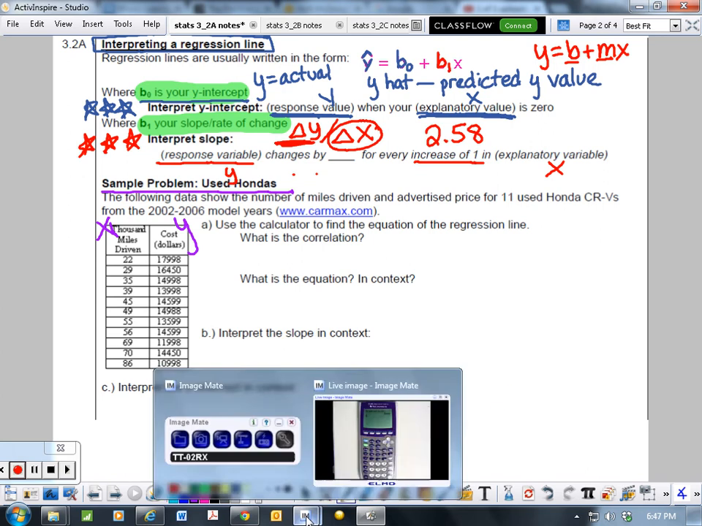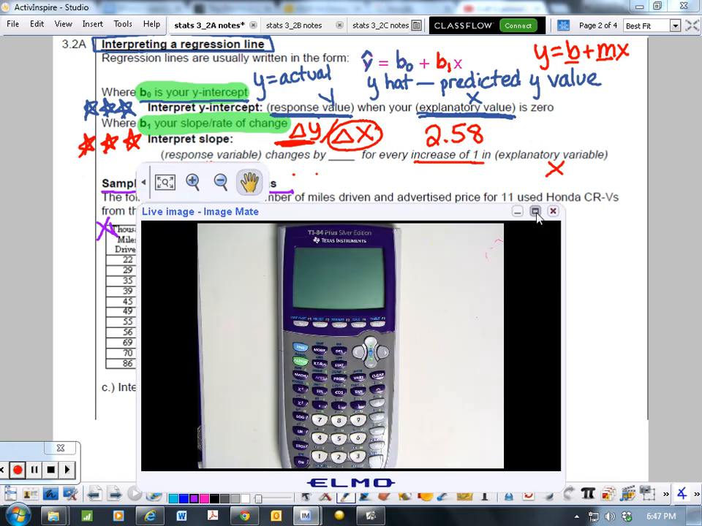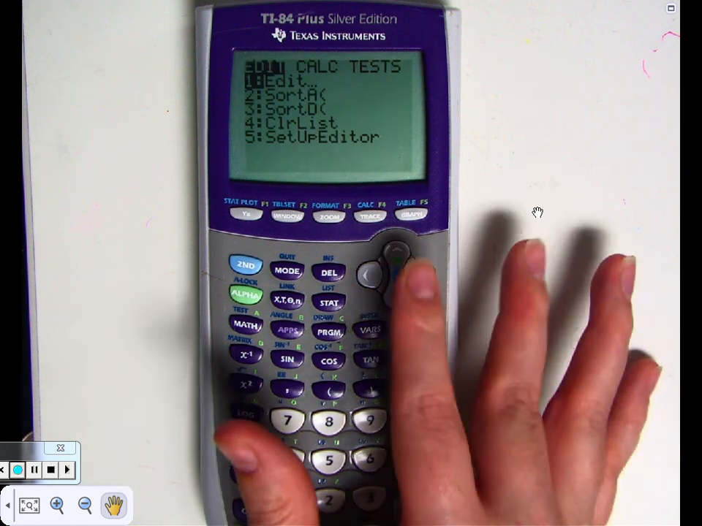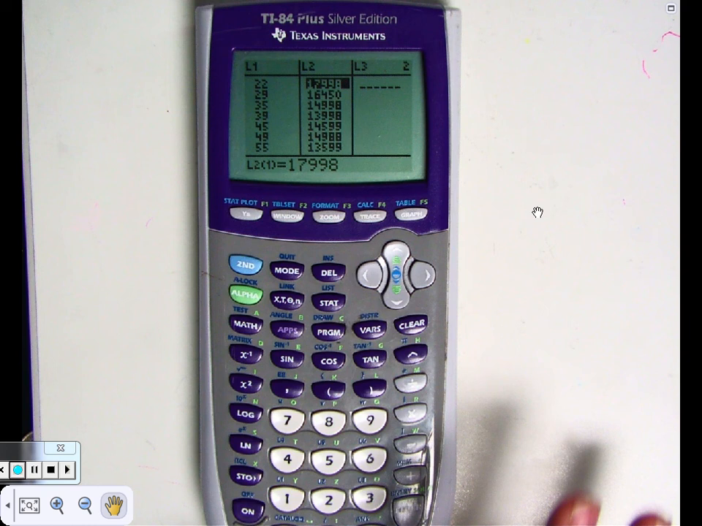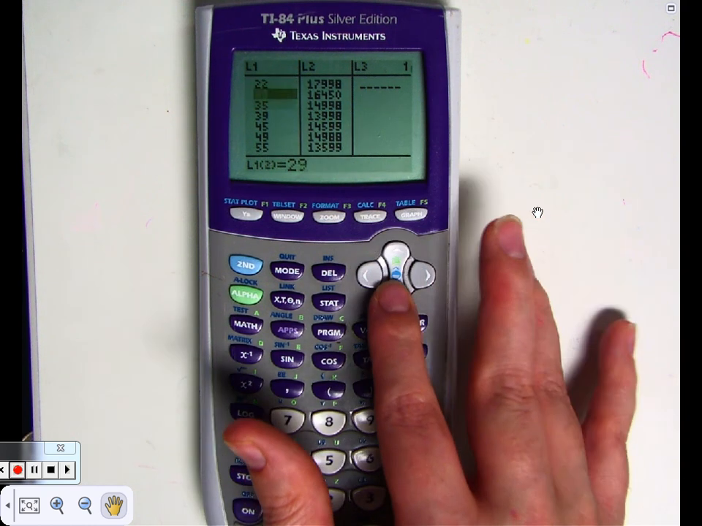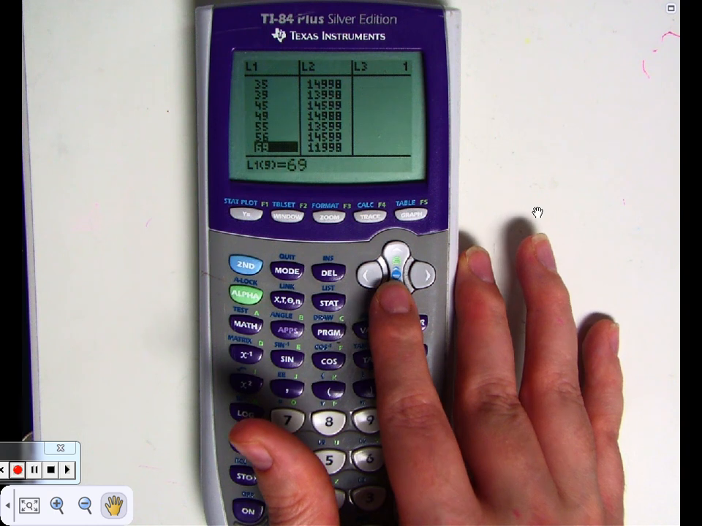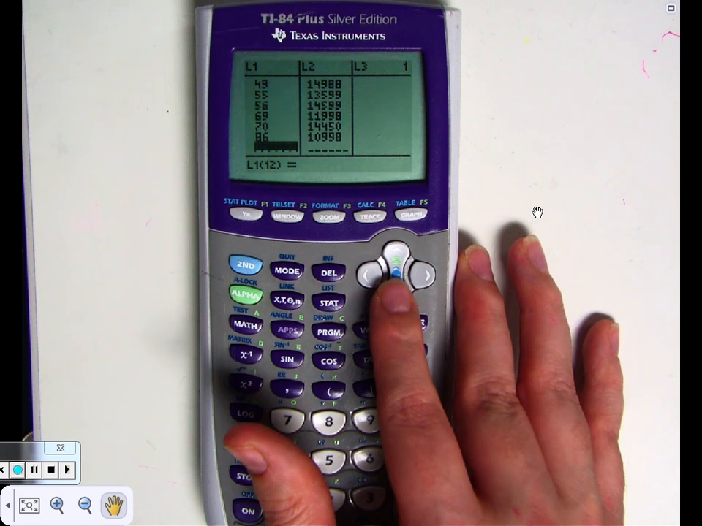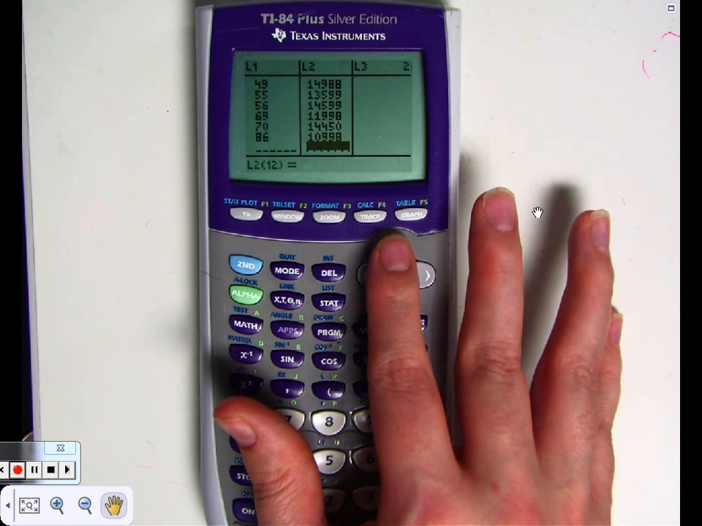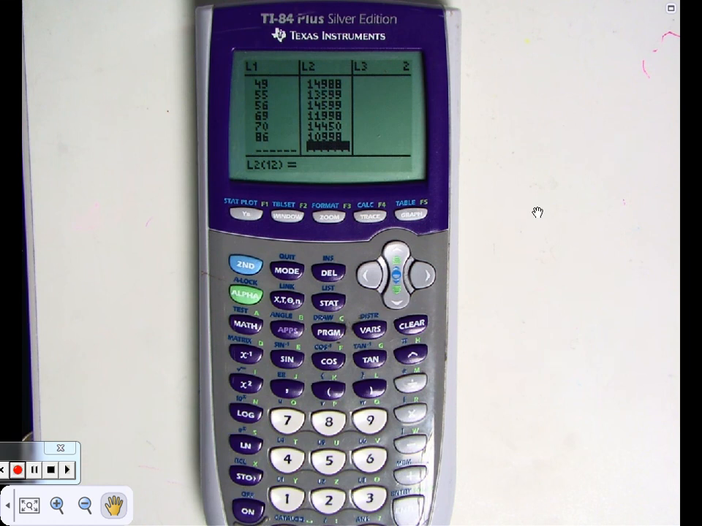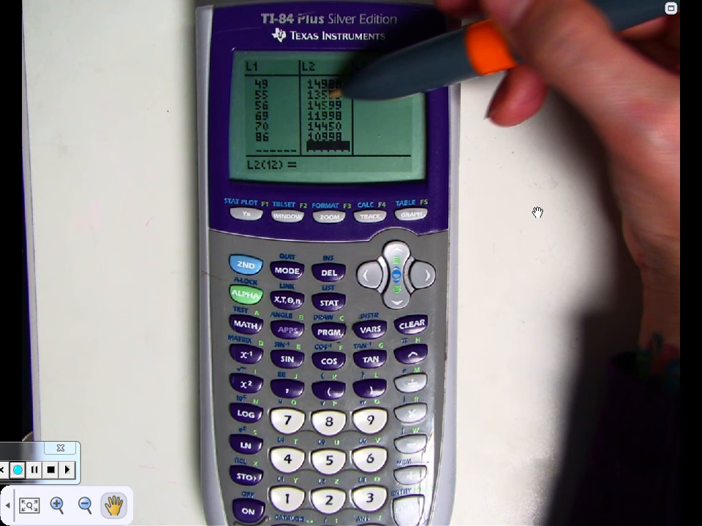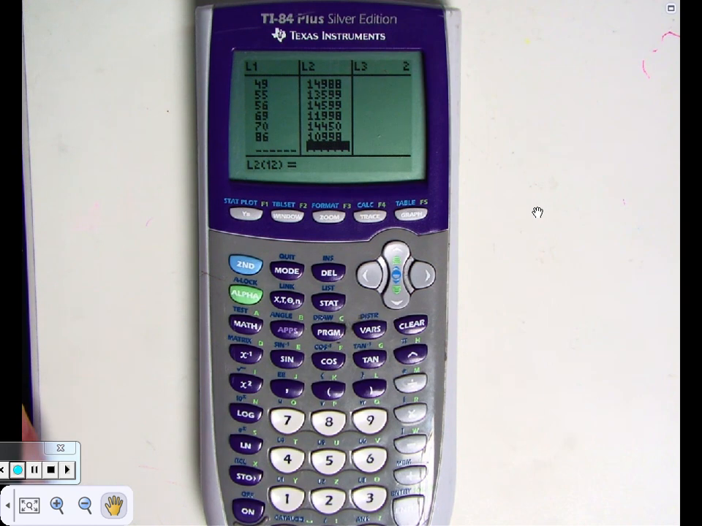So let's look at our calculator. I'm going to turn on my calculator, go to Stat, then Edit, and put in my list. Now, my list is already in here. This is all of my X values, the thousands of miles that are on the car. And over here, this is the cost for each car. Once I have that in there and I know this is my X and this is my Y, now I can actually calculate that regression equation.